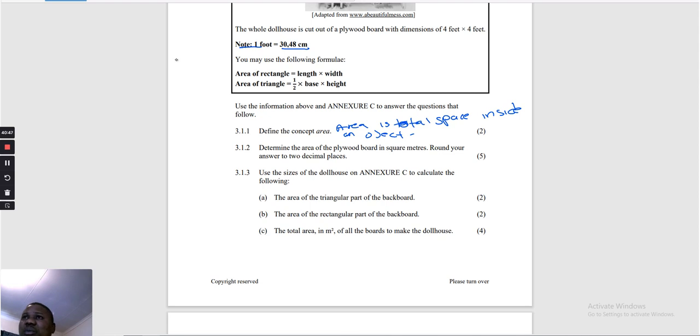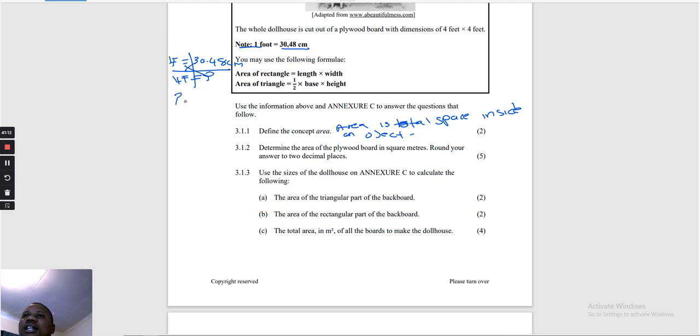So how can we do that? We're going to say 1 feet is equal to 30,48 centimeters. So how many feet do you have? You have 4 feet. Do you know how much is the 4 feet in the centimeters? No. Then we cross multiply.